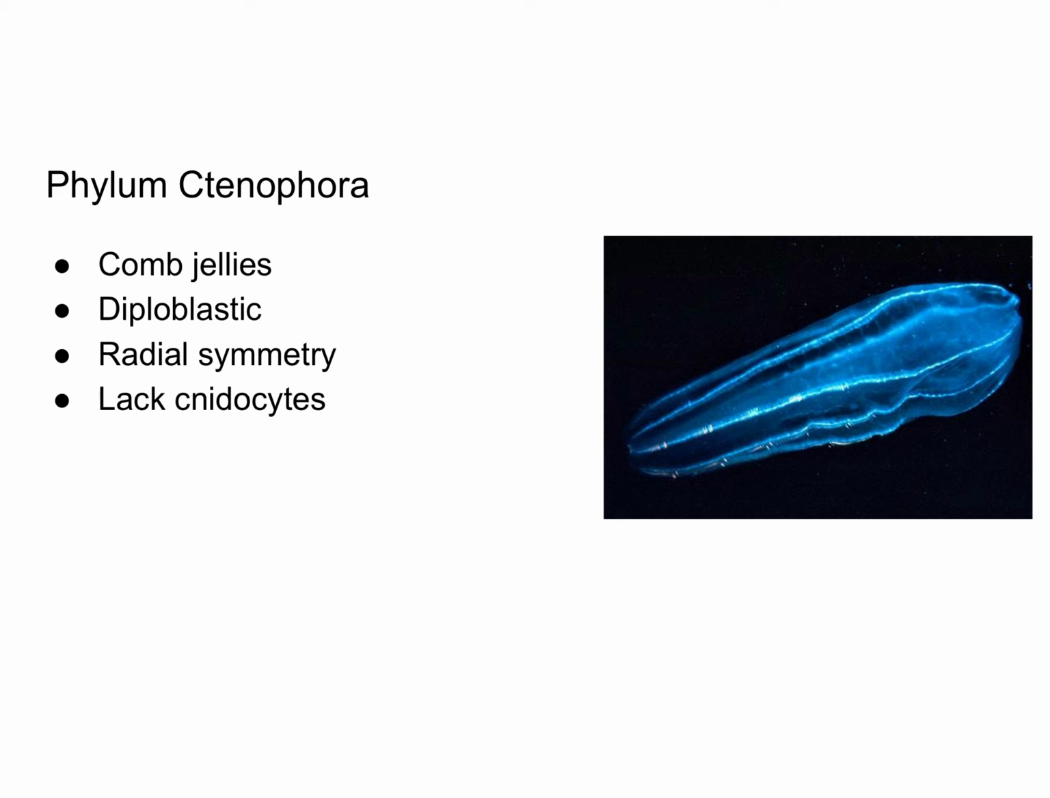The other phylum in the Radiata are the ctenophores, and these are more commonly referred to as comb jellies. They are diploblastic and have radial symmetry, just like the other Radiata, so that includes the cnidarians, but they lack the cnidocytes, so they do not have the stinging abilities that the other cnidaria have. You can see a picture of them here.